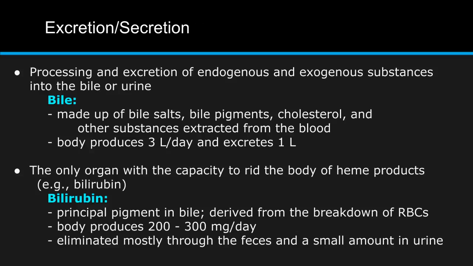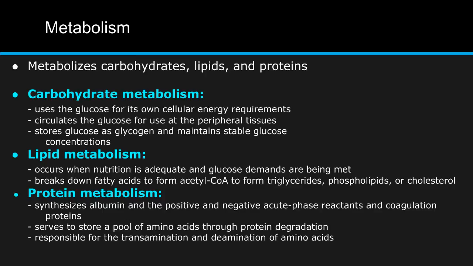One of the most important functions of the liver is the processing and excretion of endogenous and exogenous substances into the bile or urine, such as the major heme waste product bilirubin. The liver is the only organ that has the capacity to rid the body of heme waste products. The liver is responsible for metabolizing carbohydrates, lipids, and proteins.